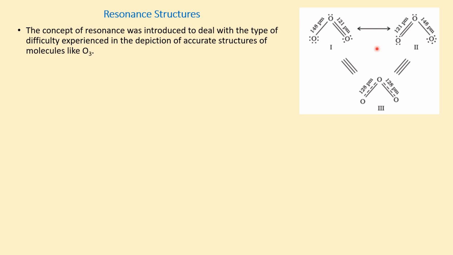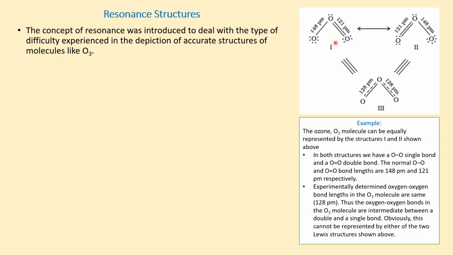In both the structures, we have an O-O single bond and an O=O double bond. The normal O-O and O=O bond lengths are 148 picometers and 121 picometers. See, single bond is 148 picometers and double bond is 121 picometers. It can either be represented like this or like this.